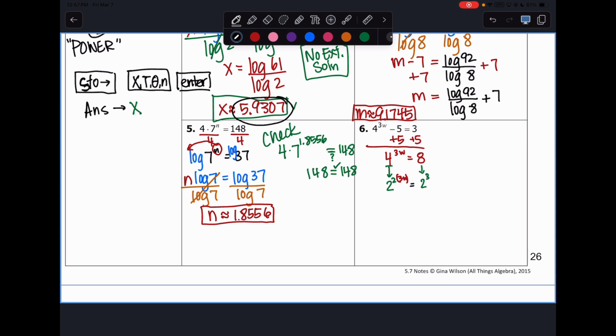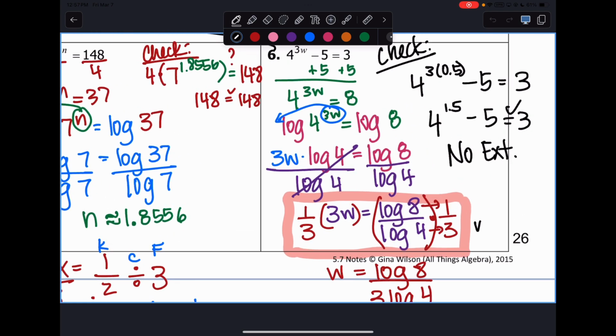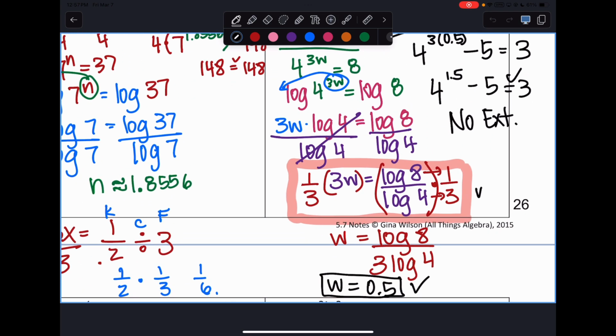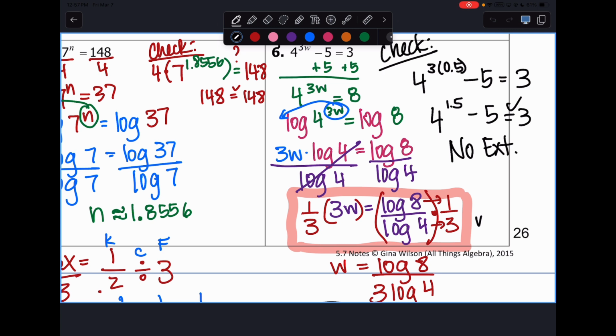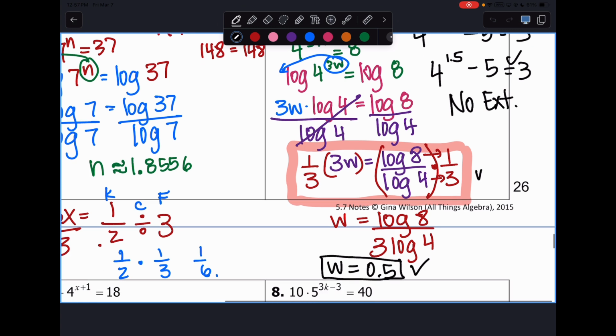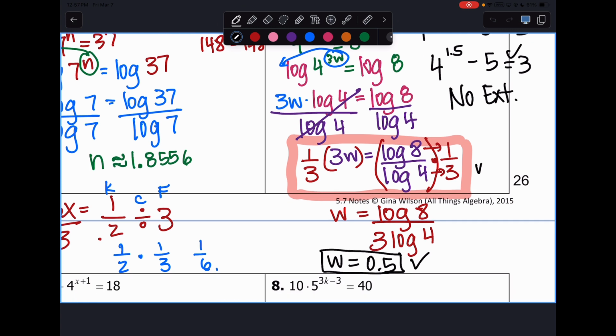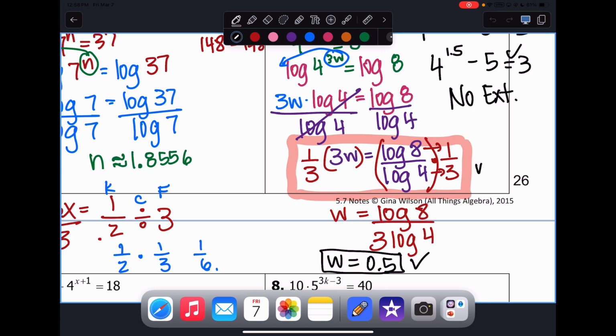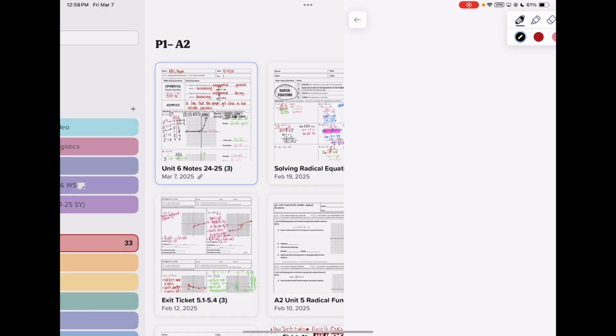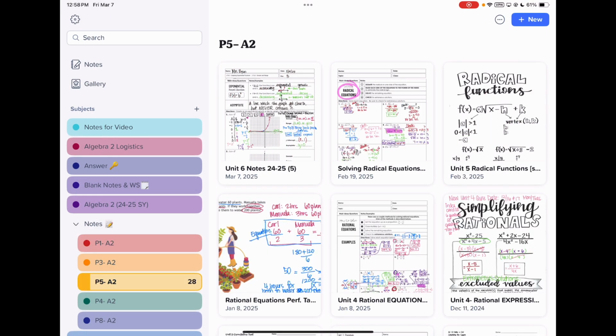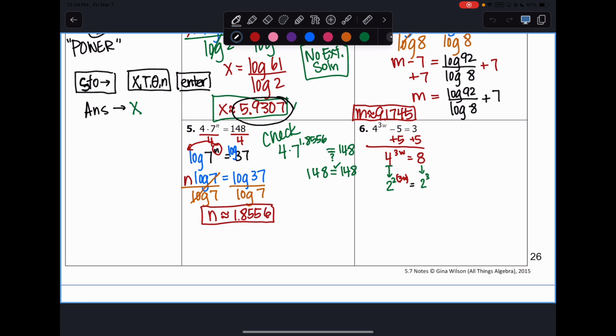If you can't, you want to see what it looks like? It looks like this. We would take log of both sides, put the 3w in the front, divide both sides by log of 4, just so that we can end up with log of 8 over 3 times log of 4, which is 0.5. You can still get there. You can still use this rule and get to where you need to go, but you don't need it to get to the same answer. So why use the harder way, right?